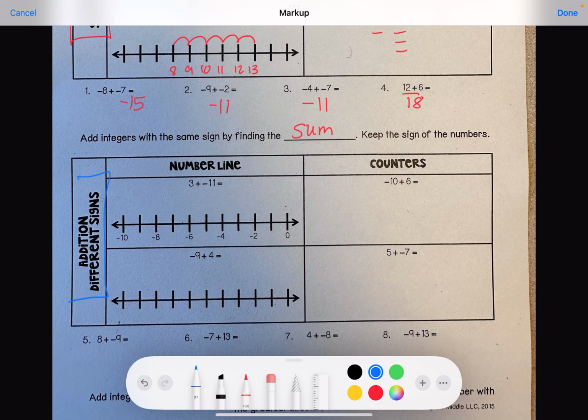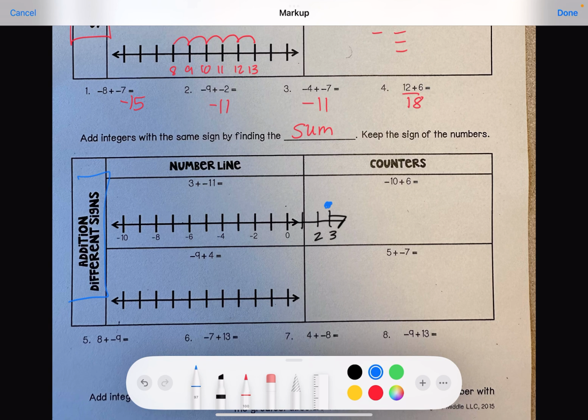And the first thing I see is I don't see positive 3 on my number line. So they made a mistake here. So I'm going to extend the number line here. So positive 1, 2, 3. So this is actually going to be 3 right here. Okay. So I'm going to start at 3. And I'm going to add to it negative 11.